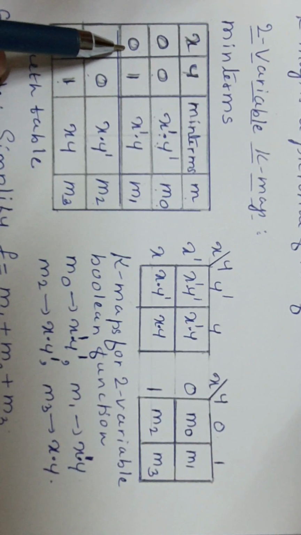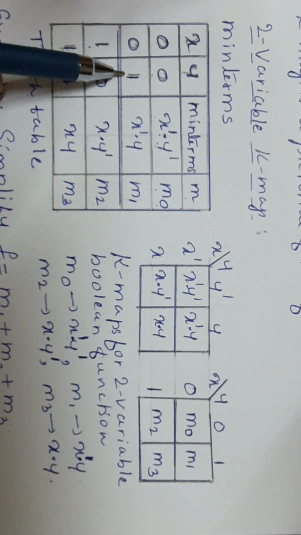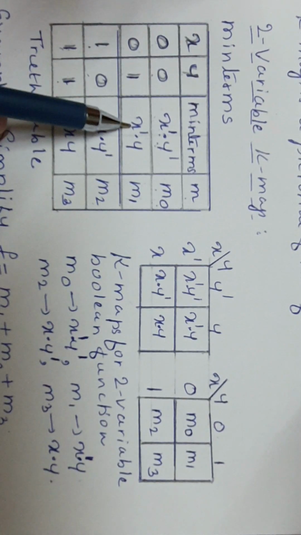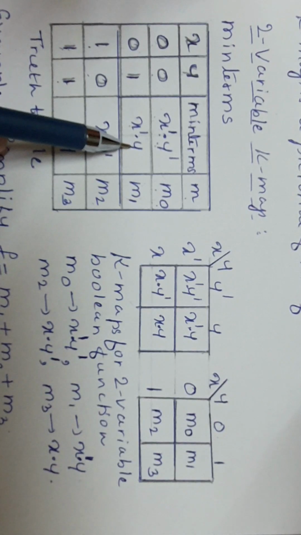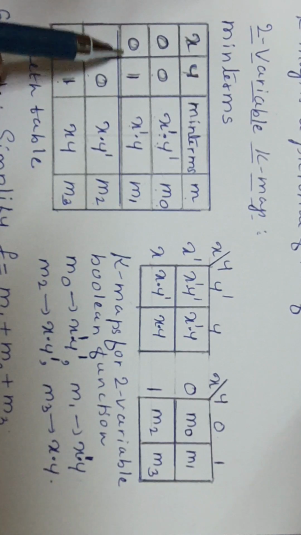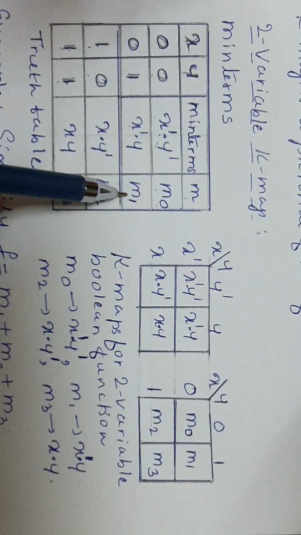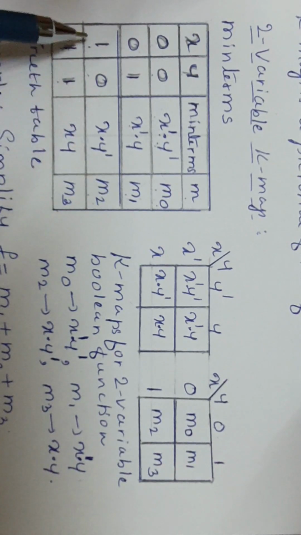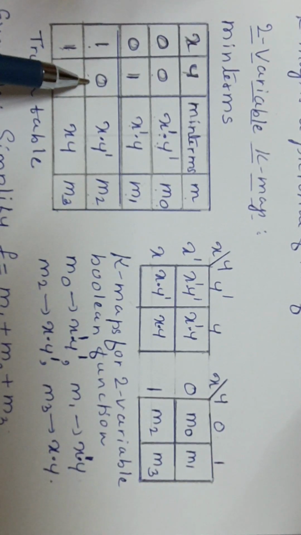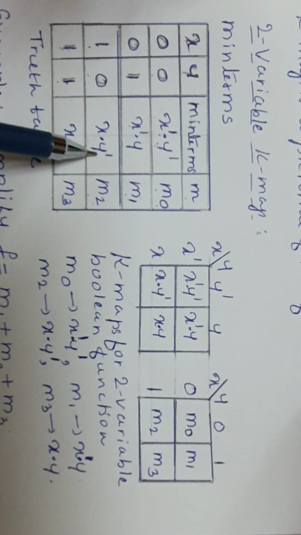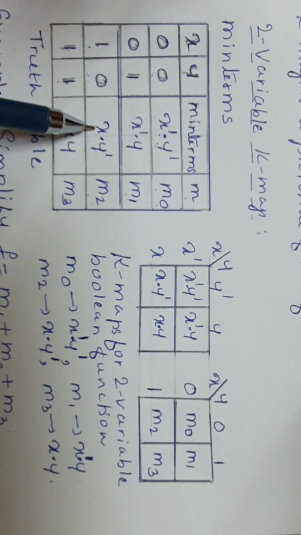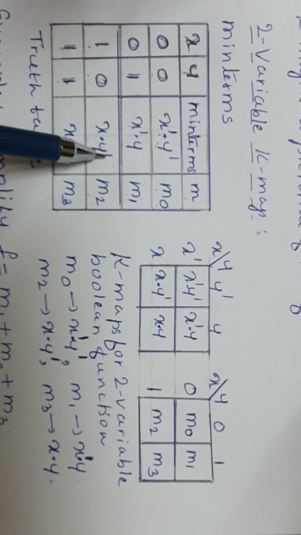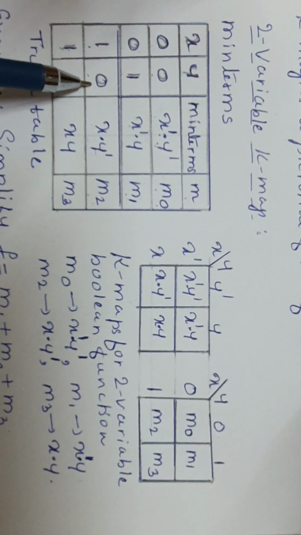Similarly, in the next combination, x is 0 and y is 1. So x is 0 means x dash, and y is 1 means it is written simply as y. That is x dash y. This is written as min term 1, m1. Similarly, we have m2, min term 2. That is x is 1 and y is 0, written as x y dash. X is 1, and the dash indicates y is 0 here.